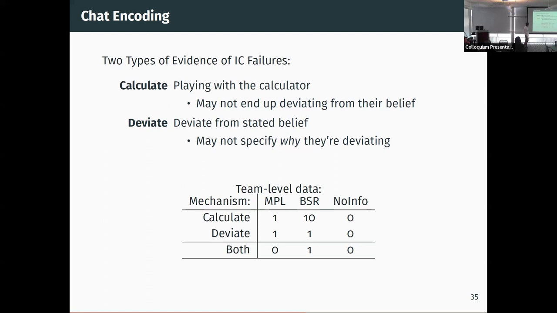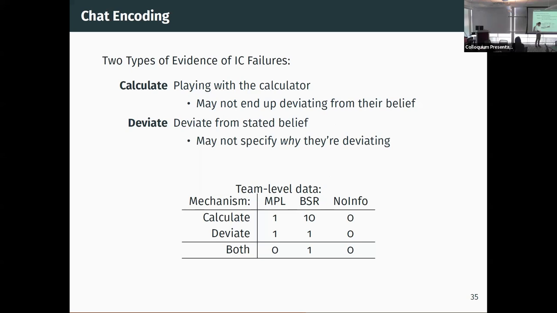So how often do we see people talk about playing with the calculator? In the MPL, only once. In the BSR, they do play with it a fair amount. A good number of teams will talk about playing around with changing their answer and seeing how their payment changes. So the BSR, this product scoring rule thing, does trigger people to play with it.